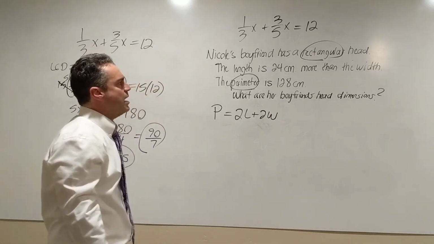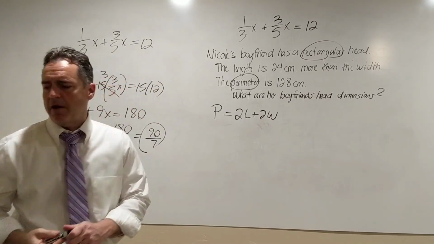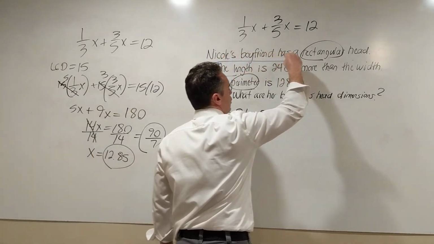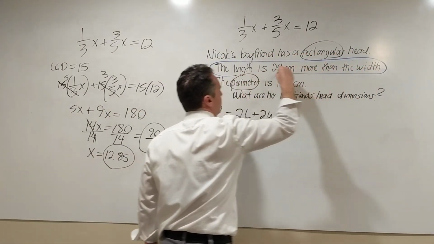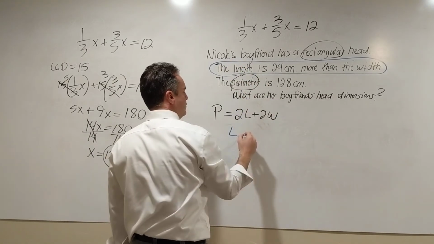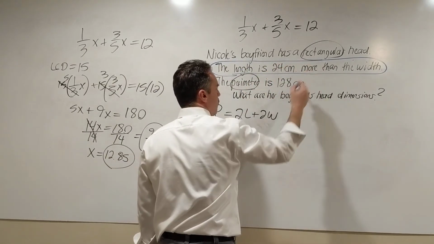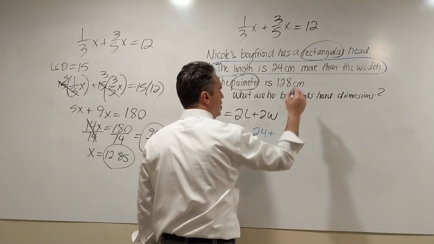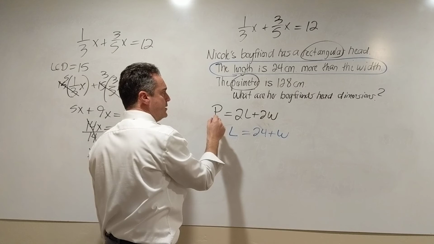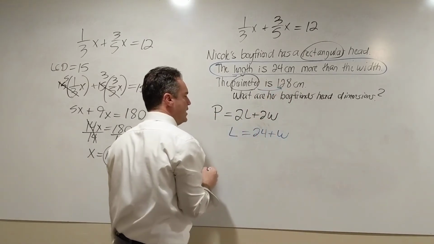I told you a long time ago that they love to use comparison statements. And so here it is. The length is 24 centimeters more than the width. That is your comparison statement. The length is L. Is means equals. 24 more than, 24 plus the width W. Okay, we know what P is because it says P is 128 centimeters.